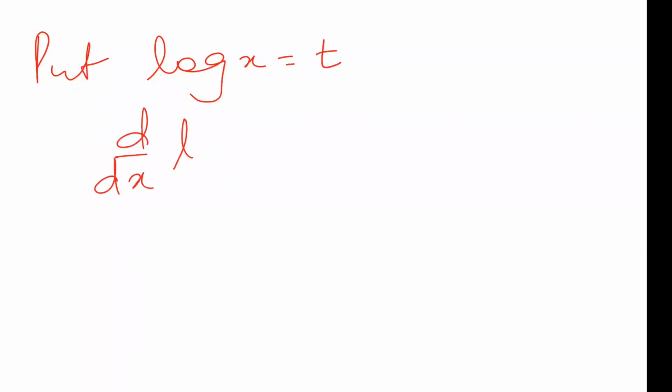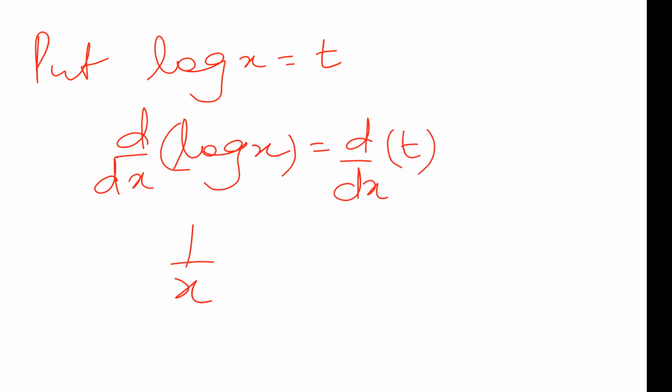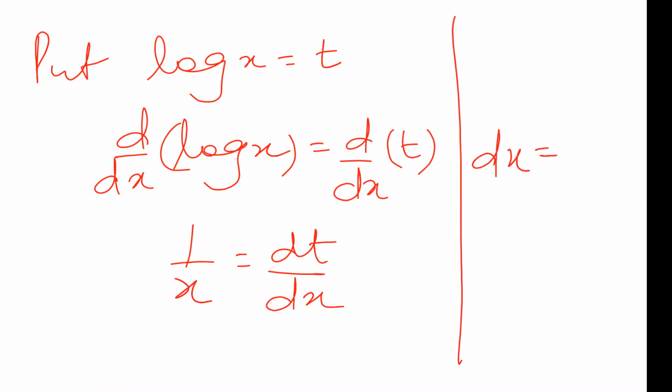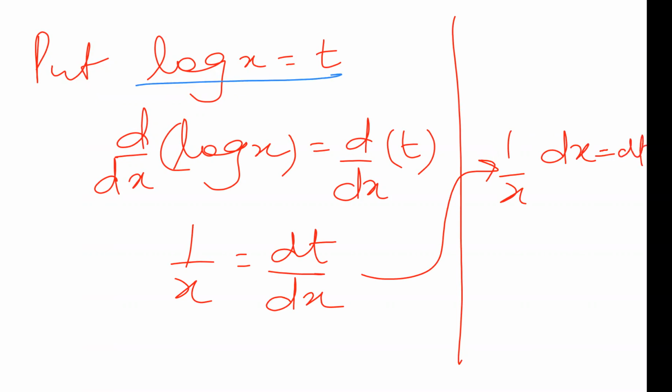Okay, put log x is equal to t. So d by dx of log x is equal to d by dx of t. So 1 upon x is equal to dt by dx. Fine. So 1 upon x dx will become dt. So from here 1 upon x dx can be written as dt. Also, when log x is equal to t, what will be x? X will be e raised to t, right?